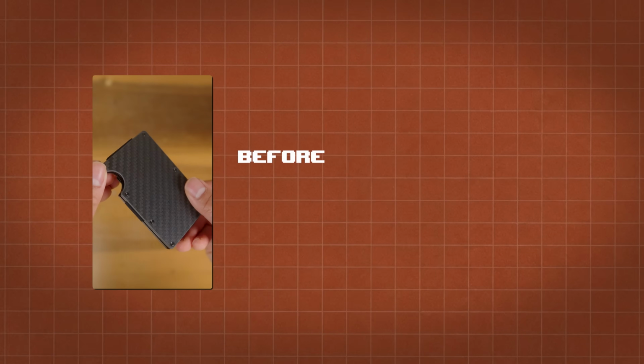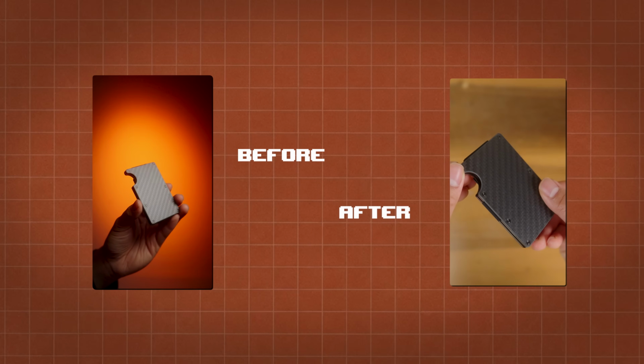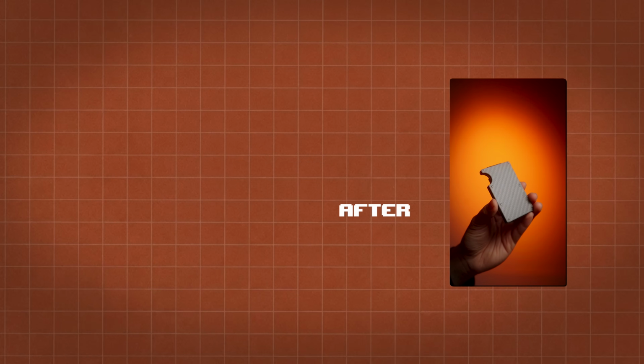How can you take a boring product shot like this and turn it into something a little more dynamic without investing in more props or gear?